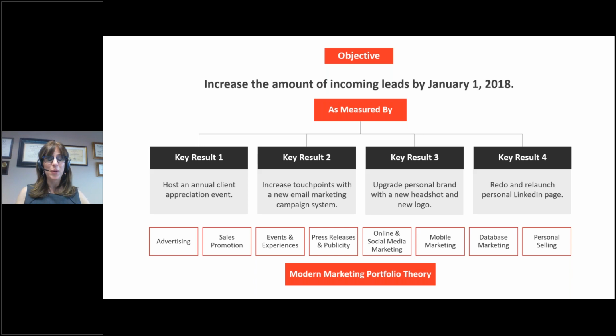Let's take a look. Okay, objective: increase the amount of incoming leads. Key results. Let's look at hosting an annual client appreciation event. You know, that is events and experiences. If I look at the 8 asset classes of modern marketing portfolio theory, you can guess that an annual client appreciation event is part of the events and experiences asset class.